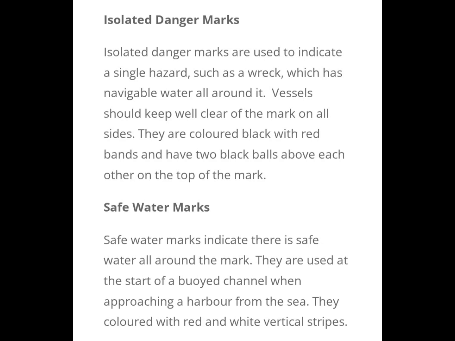Isolated danger marks are used to indicate a single hazard, such as a wreck, which has navigable water all around it. Vessels should keep well clear of the mark on all sides. They are colored black with red bands and have two black balls above each other on the top of the mark. Safe water marks indicate there is safe water all around the mark. They are used at the start of a buoyed channel when approaching a harbor from the sea. They are colored with red and white vertical stripes.